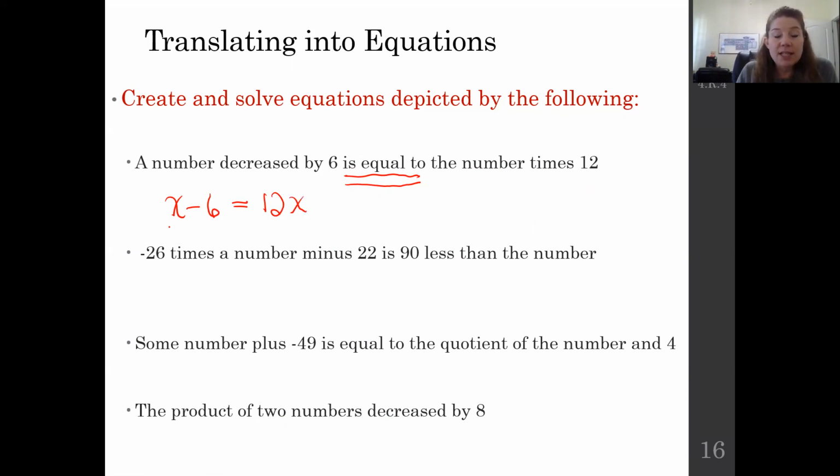We have an x on both sides of the equal sign, so we're going to cancel out the smallest. Well, this is the same as 1x, so I'm going to subtract 1x from both sides. So then I would have negative 6 is equal to 12x minus 1x, which is 11x. And then this is 11 times x. What's the opposite of multiplying by 11? We're going to divide both sides by 11.